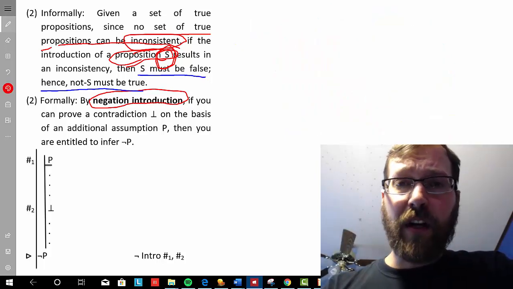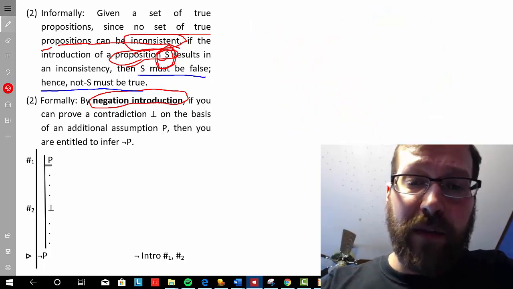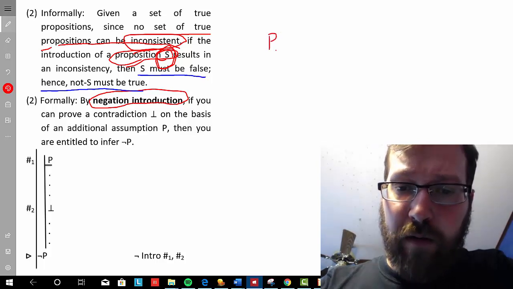All right, let's apply that concept now to an argument that has consistent premises, however many premises that is.